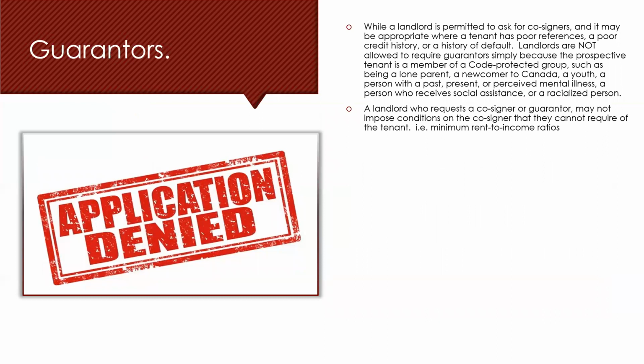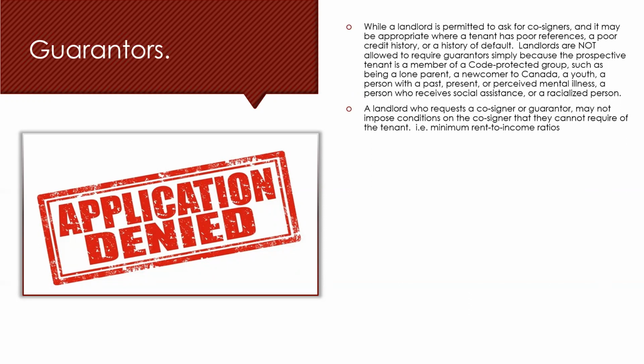So again, cosigners and guarantors may be appropriate for poor references, poor credit history, or history of default. They're not allowed to require guarantors simply because the prospective tenant is a member of a code ground, such as being a lone parent, a newcomer to Canada, or a youth.